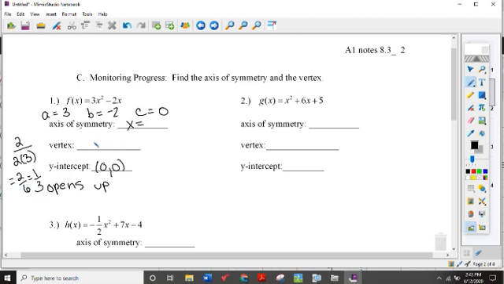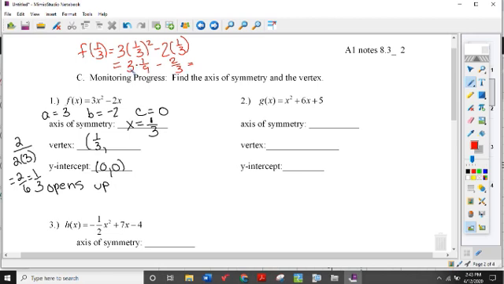You need to leave it as a fraction. 1/3, and that is the x-coordinate of the vertex. So to find the y-coordinate of the vertex, plug that back in, substitute in 1/3 for x. Now if you're using your calculator and you get a decimal, you can't round it. So you need to make sure you use that math frac button to turn it back into a fraction.